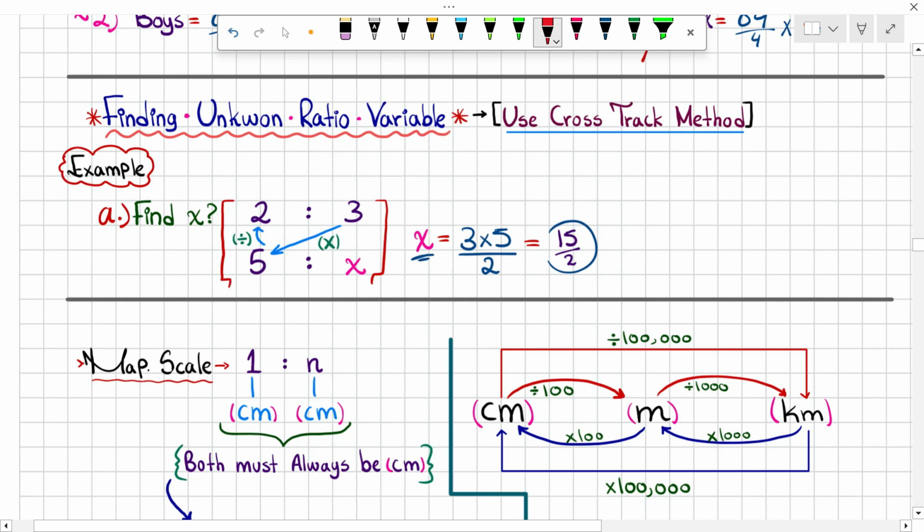To find the unknown ratio variable, you can always use the cross-multiply method or the crazy Z method, which tells us you multiply the value above your unknown with the one beside the unknown and divide it above. So 3 times 5 divided by 2.